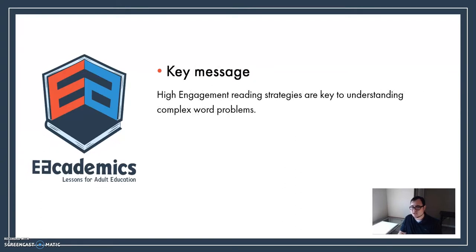The key message is crucial for understanding the following sample questions that I'm going to provide. So, please remember the key message in the following slides. High engagement reading strategies are key to understanding complex word problems. So why don't we go ahead and take a look at some of these complex word problems.